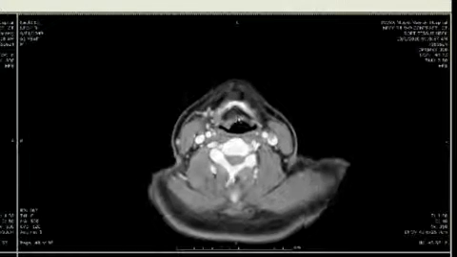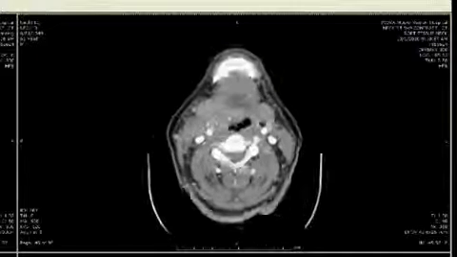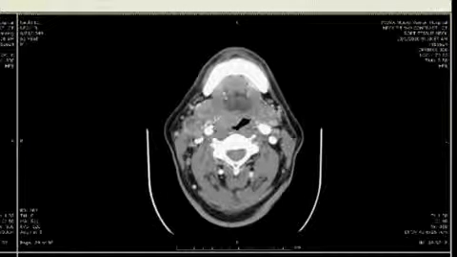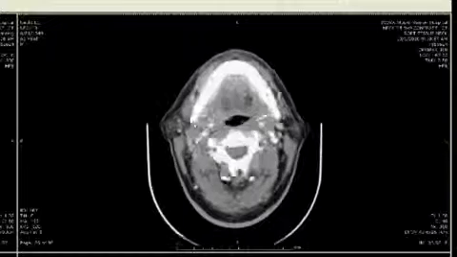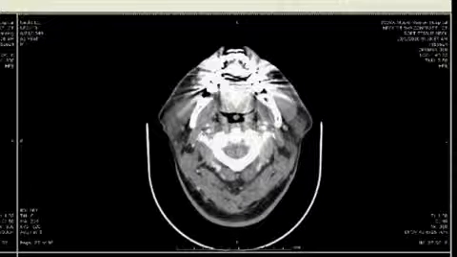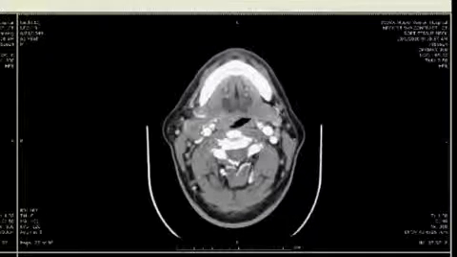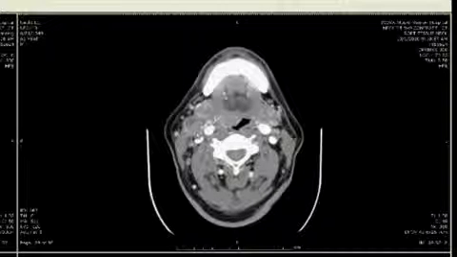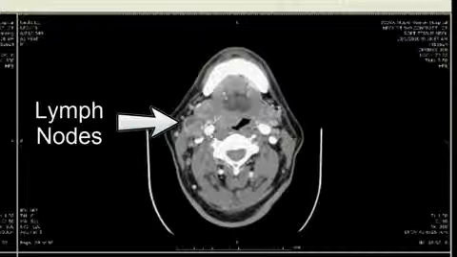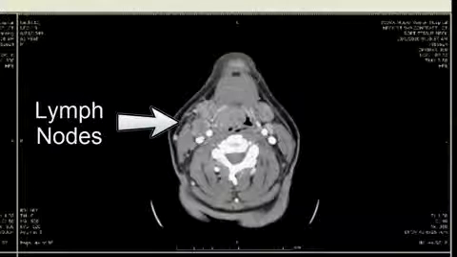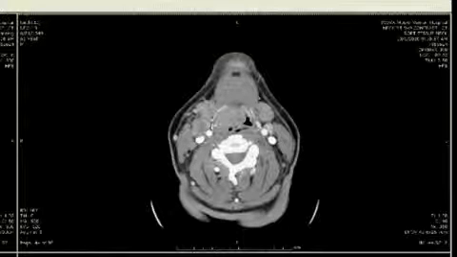At the same time that we're evaluating the primary tumor, we also see laterally the enlarged and necrotic lymph nodes, which are within the upper jugular chain. When these jugular lymph nodes are adjacent to and not wholly behind the jugular vein, we call them level 2A lymph nodes when they are above the hyoid bone.